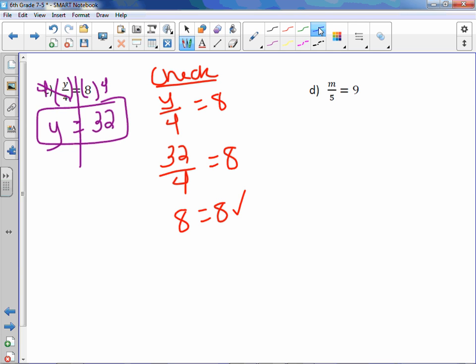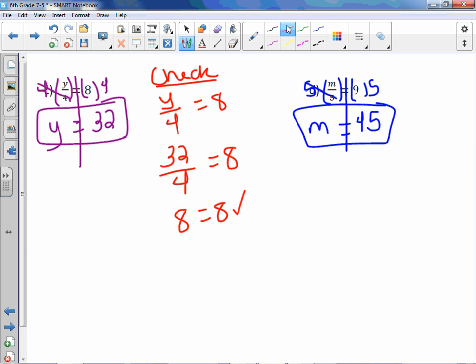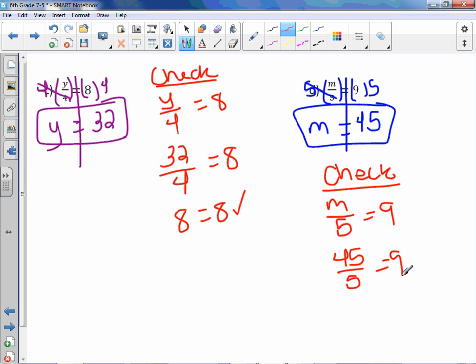Letter D. M divided by 5 equals 9. To get rid of a divided by 5, we are going to multiply by 5. M equals 45. And for the check, start by writing the original. Plug in your solution. Do the operation. 45 divided by 5 is 9. So this is a true statement, which means 45 is the solution.